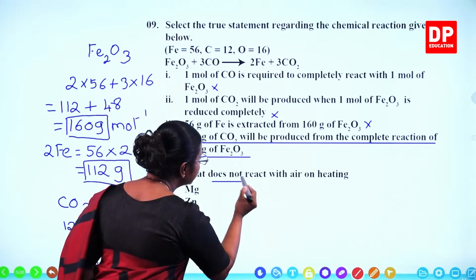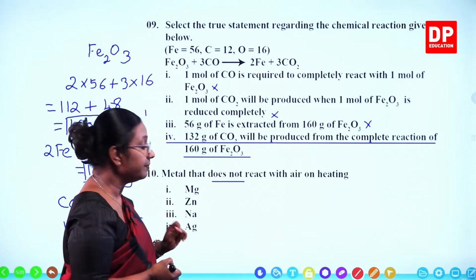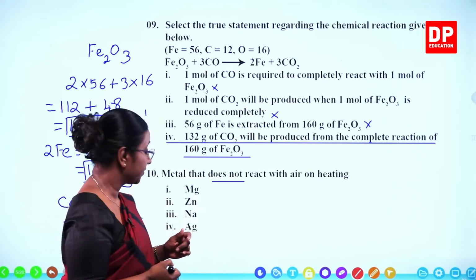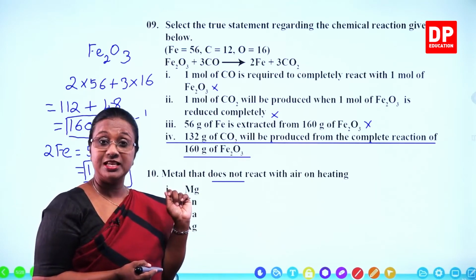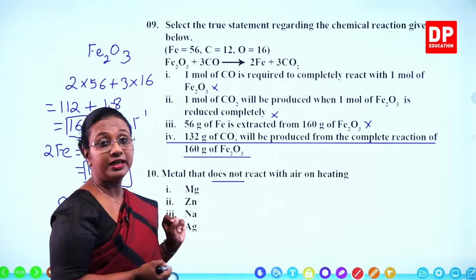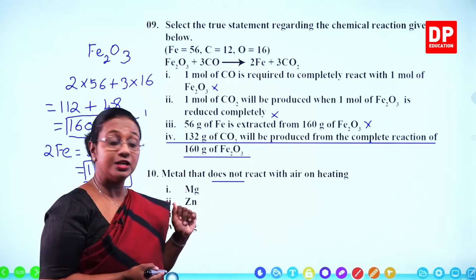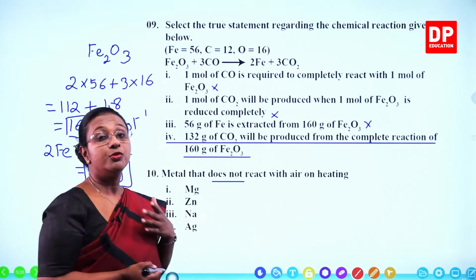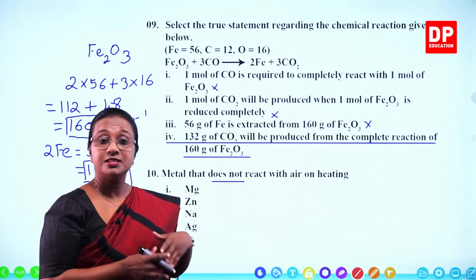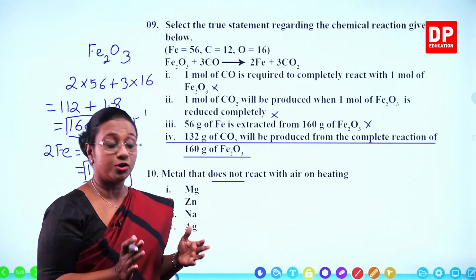Metal that does not react with air on heating. So magnesium, it reacts with air. It burns in air with a bright white flame. You have seen that in the lab also. Then zinc, on prolonged heating, it does react. The color tarnishes and then it forms zinc oxide. Sodium, you don't even have to heat it. It directly reacts with oxygen. Just when it is exposed to atmospheric air, it reacts immediately with oxygen.